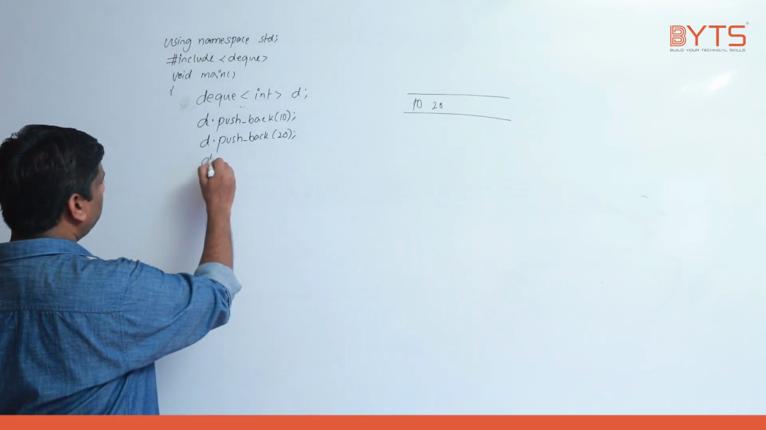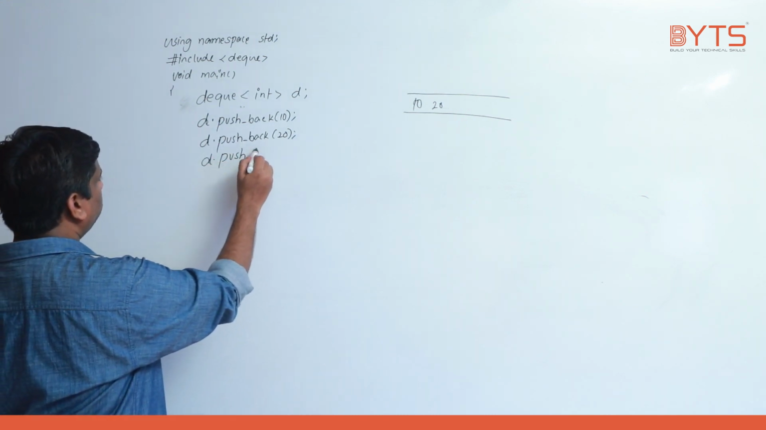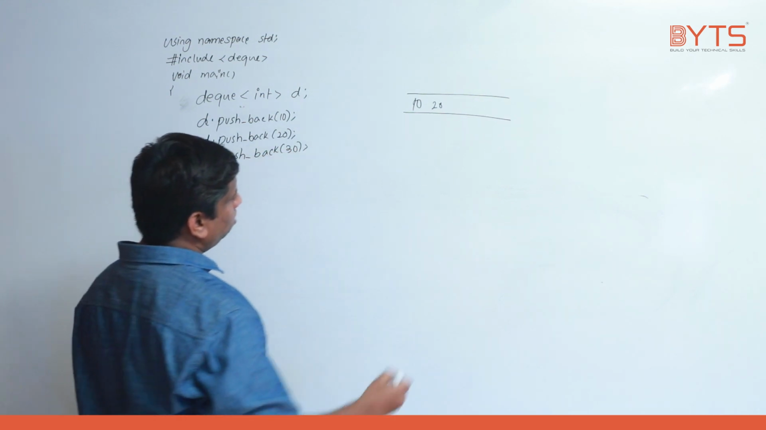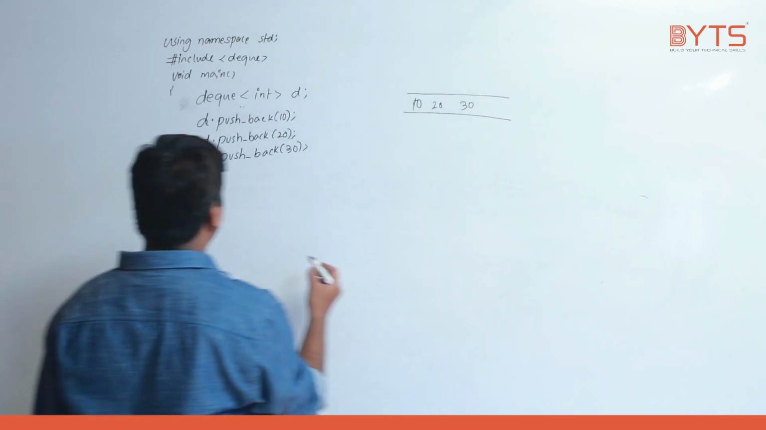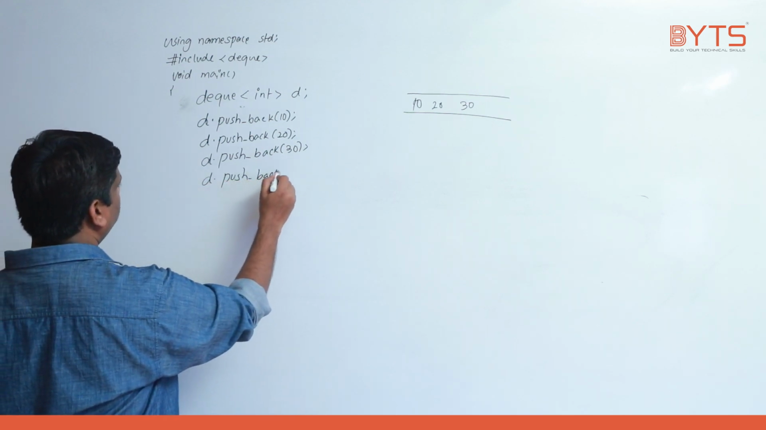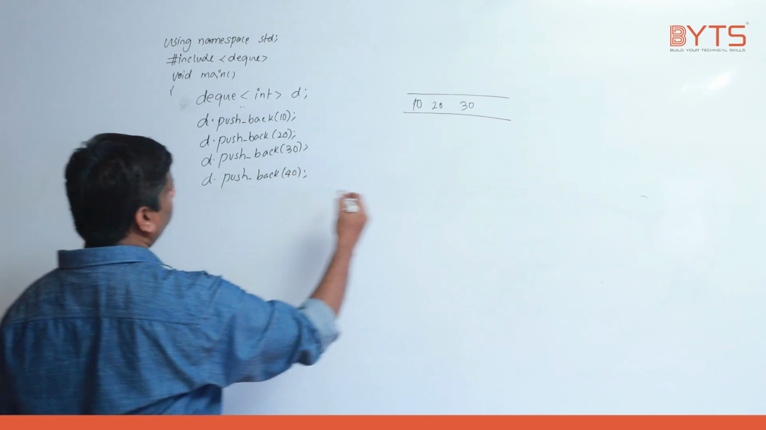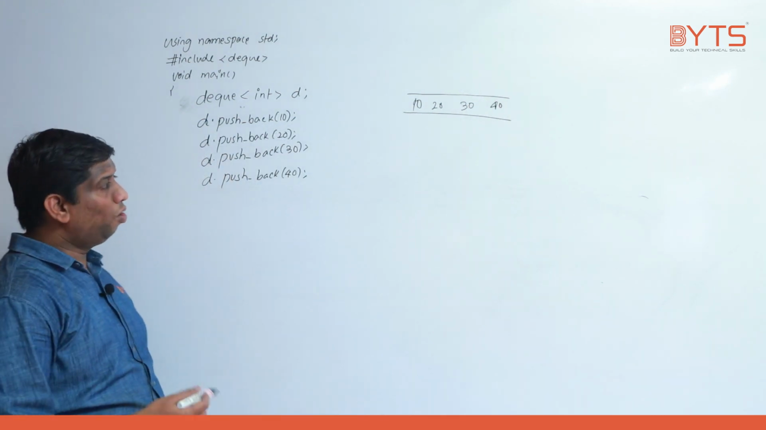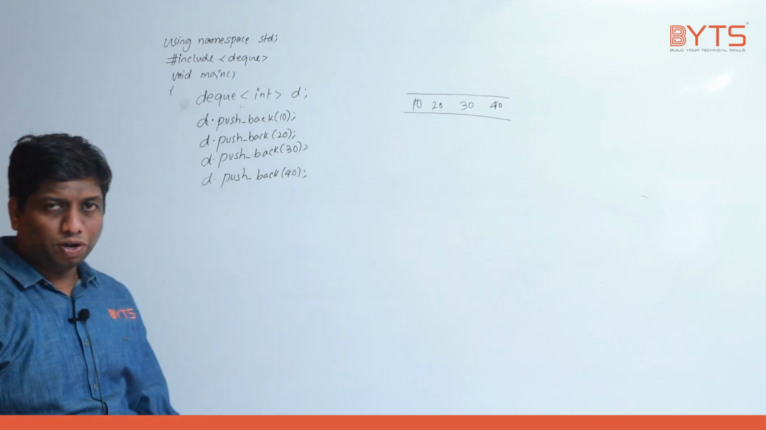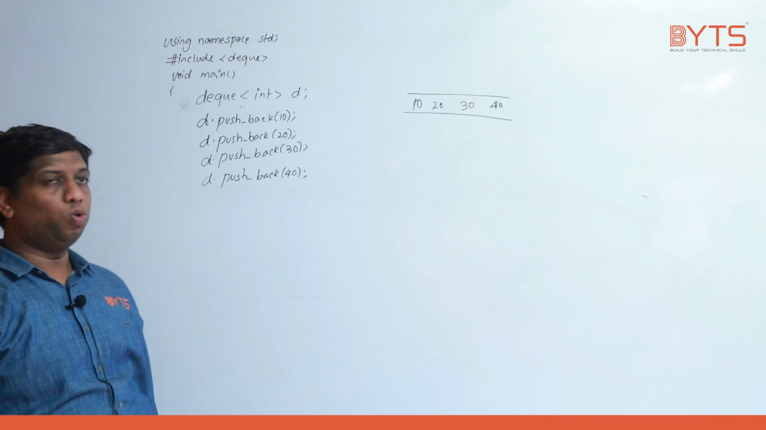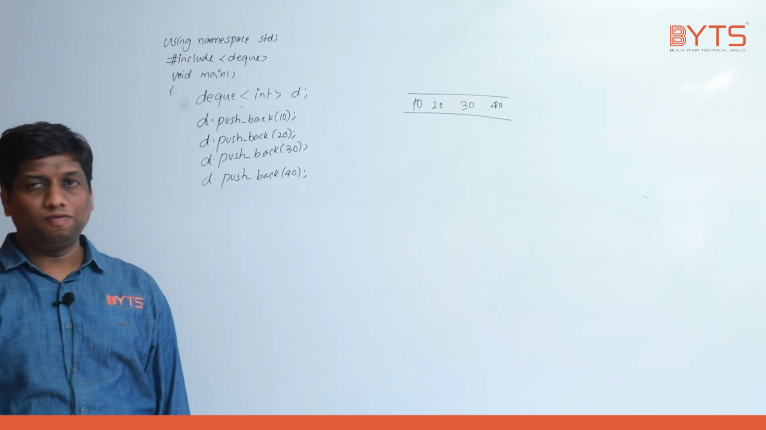Next what I am doing? D dot push underscore back of 30. Yes, so 30. Next, d dot push underscore back of 40. So here we have 40. Up to here we are clear, right? Now I want to print the elements. First I will explain one standard way. This is the standard way we are going to do. After that we will see so many other ways, right?